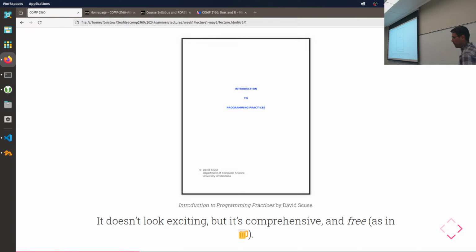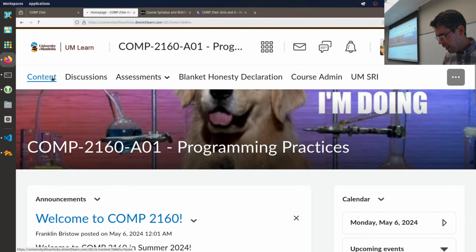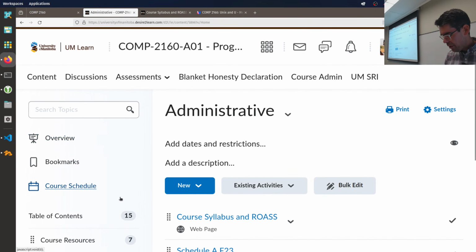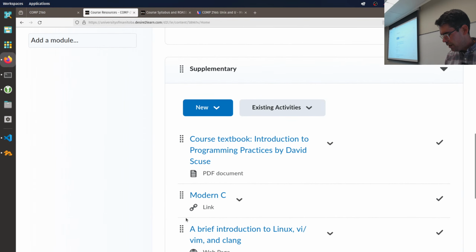The textbooks that we're going to use, this is our first textbook. The Introduction to Programming Practices by David Skuse. This course textbook is on our course webpage. So I'm going to go to Content, and I'm going to go to Course Resources here, and I'm going to scroll down to Supplementary. The course textbook is here.